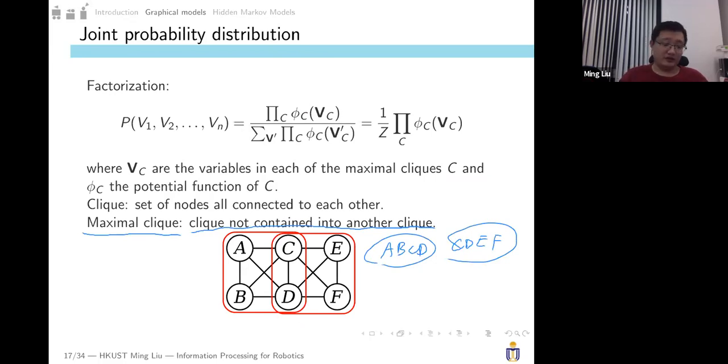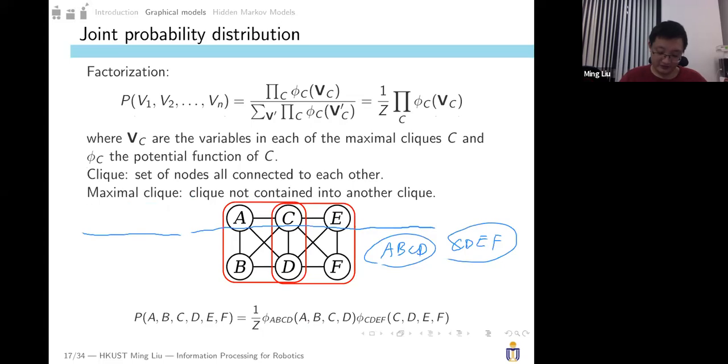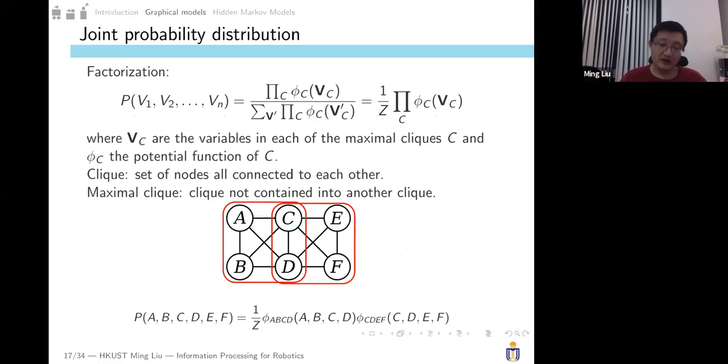Good. So what's the joint distribution? Joint distribution of all these 6 random variables, ABCDEF. What's the joint distribution of these 6 random variables? This is described as this one, right? The P of ABCDEF is the product of this potential function over the maximal cliques.